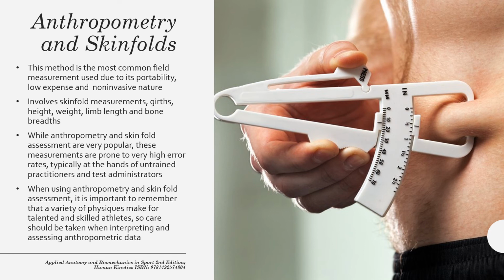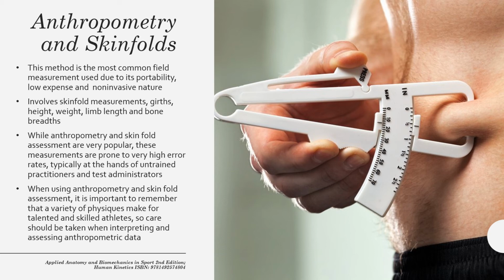So now we're going to move into our field tests. Probably what you are the most familiar with is the anthropometry and skin fold assessments. Basically, it's portable, it's really low expense, it's non-invasive. Everybody kind of has a general idea of what's going on. With this assessment, you're going to typically do a skin fold measurement of somewhere between 3 and 7 sites. You're going to get some girth measurements, you're going to get some height, weight, and then if you're really being thorough, you'll get some limb length and bone breadths measurements.